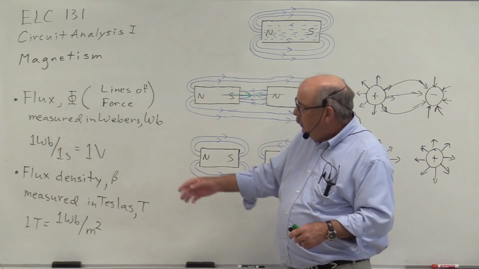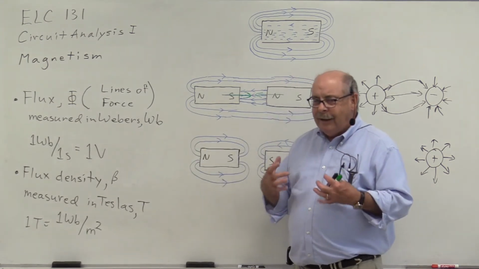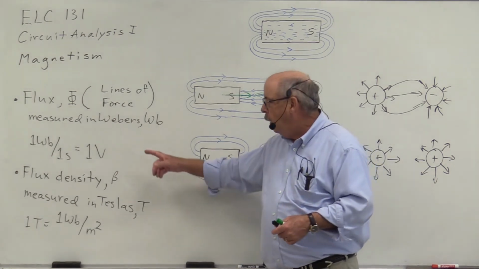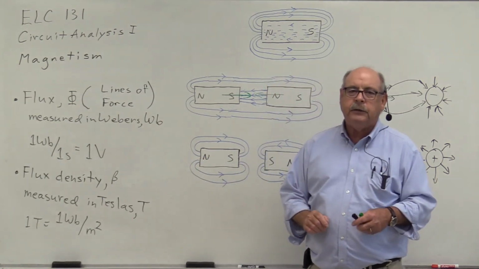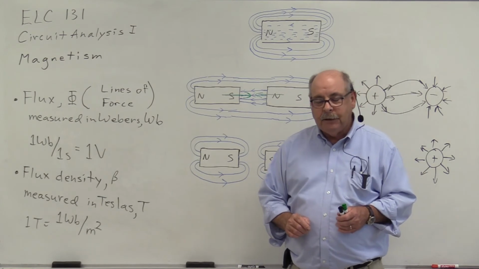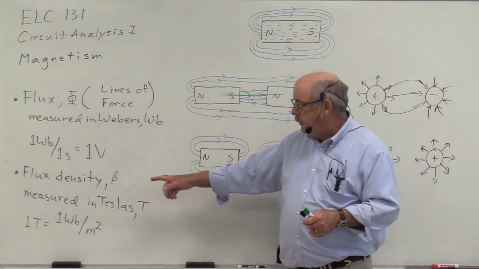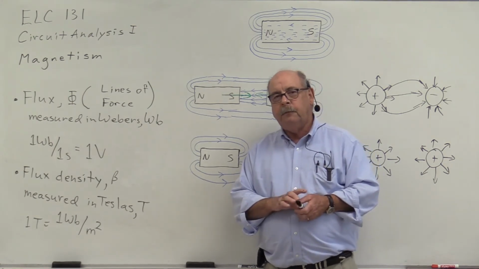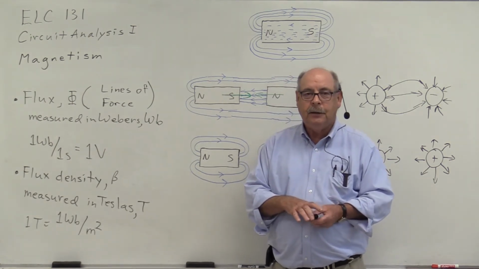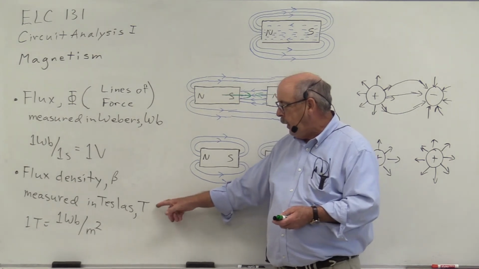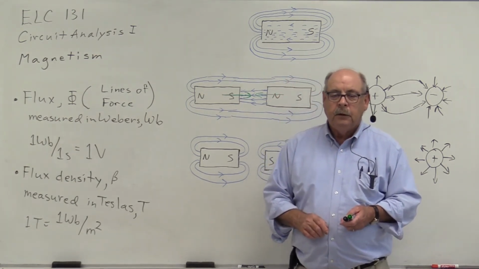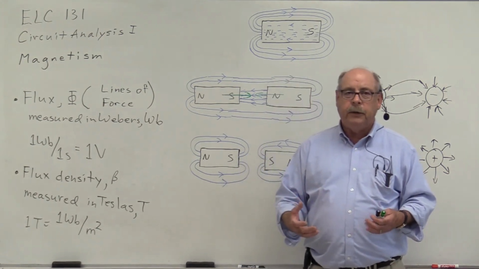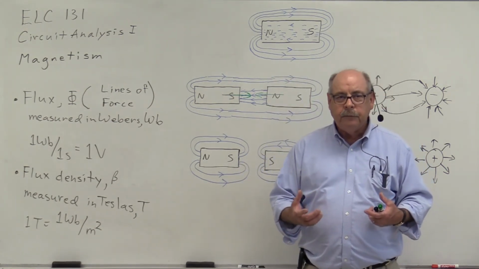Now, quite often we're not that concerned with the amount of force we have in Webers. What we're concerned about is flux density. Flux density symbolized with the Greek letter beta, and the unit of measure is the Tesla. The unit symbol is the capital letter T. Flux density is really just the amount of flux we have in some area.